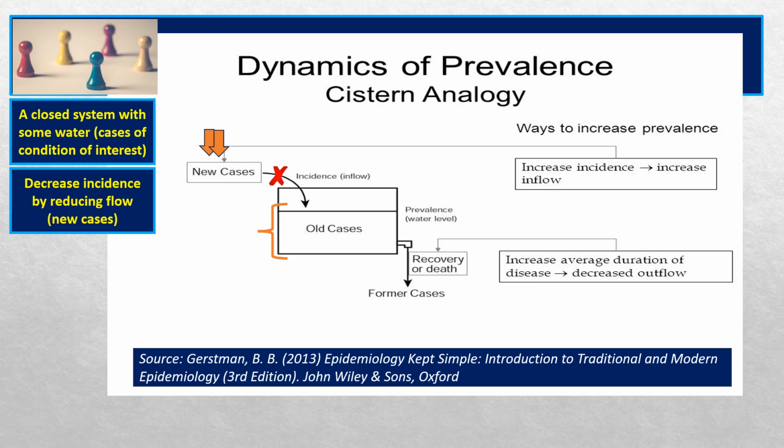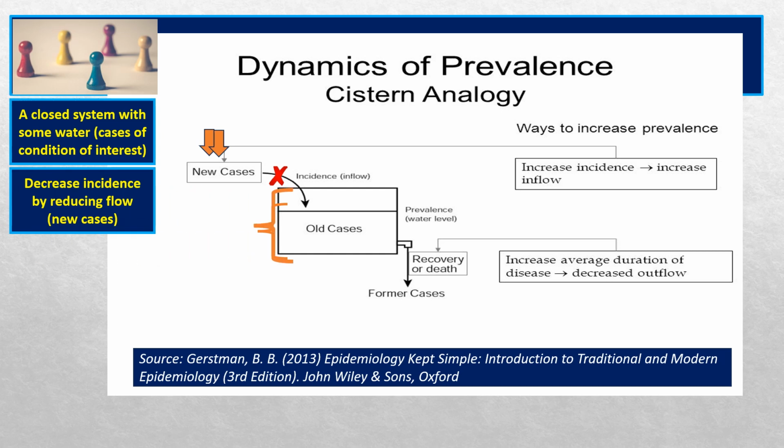Conversely, if you reduce the flow from the faucet, less water enters the cistern, indicating a decrease in the number of new cases, or lower incidence. Reducing disease incidence often involves preventative measures like vaccination programs or lifestyle interventions.